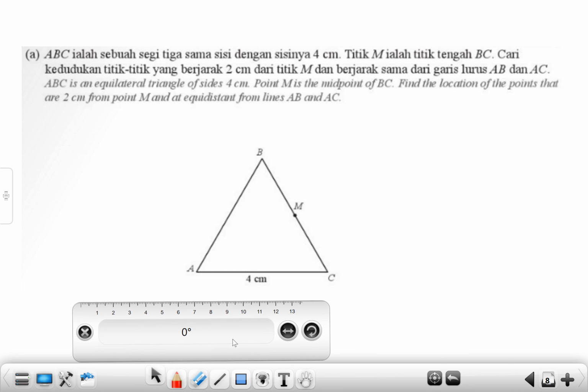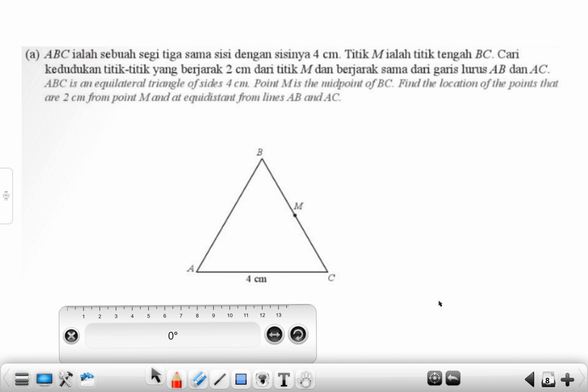Okay, point M is the midpoint of BC. We have point M there. So if M is the midpoint, can you let me know the length from B to M and M to C? Yes, 2 centimeter. Okay, the question is: find the location of the points that are 2 centimeter from point M.